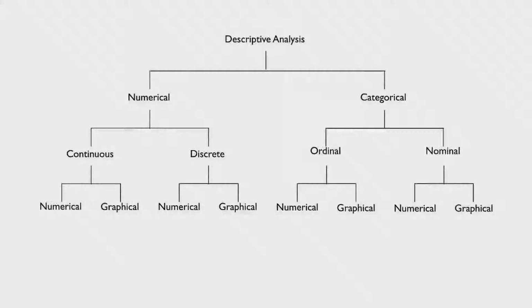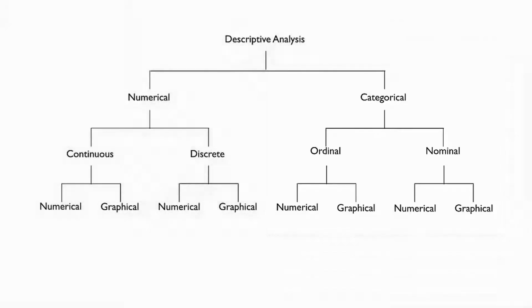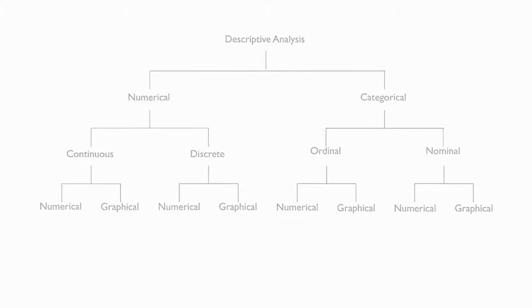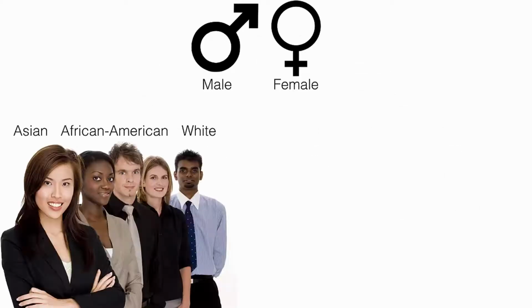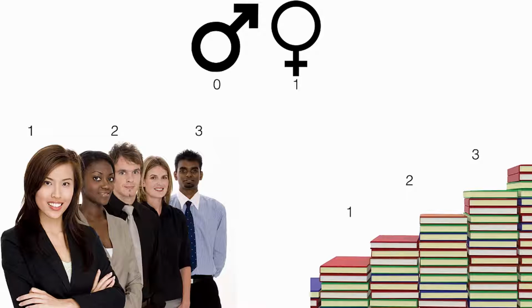We'll begin our discussion of descriptive statistics in the categorical half of the flowchart. Specifically, we'll start by numerically describing categorical variables. As a reminder, categorical variables are variables whose values fit into categories. Some common examples in public health are sex, race or ethnicity, and level of educational attainment. Notice that there is no inherent numeric value to any of these categories. Having said that, we can, and often will, assign a numeric value to each category using SAS.